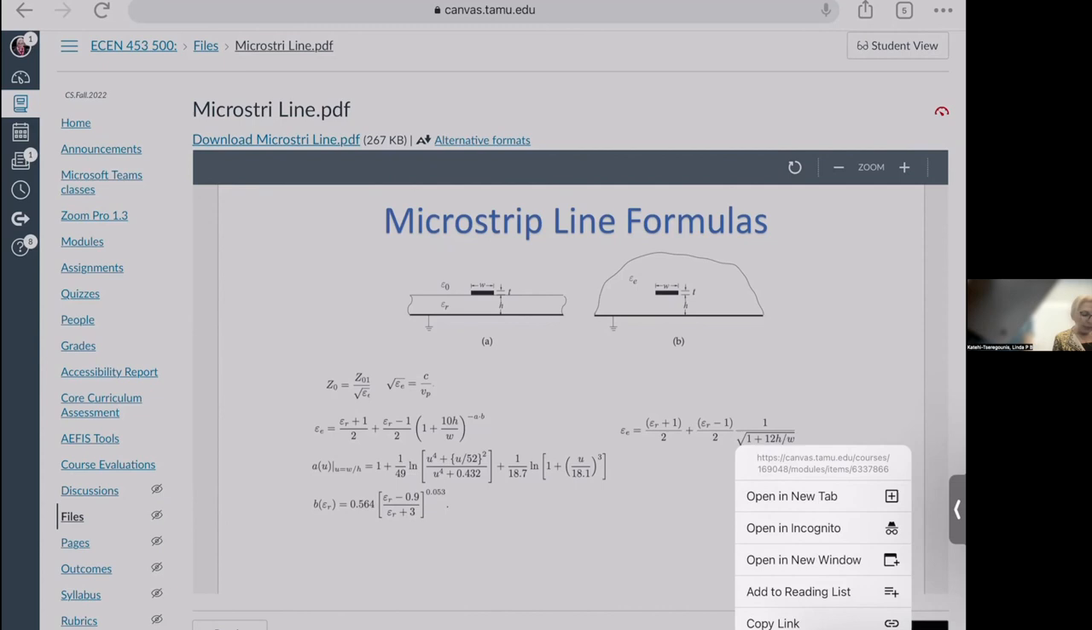So practically, you have to find the width of the microstrip. Oh, it's using those equations that were given to us. Yes. So we would need to do that for the stub, the port, and the quarter wave transformer. Okay. Thank you.